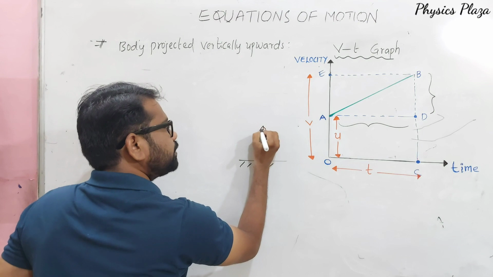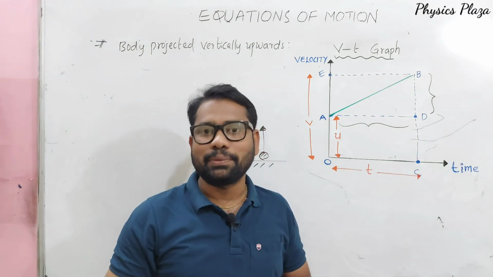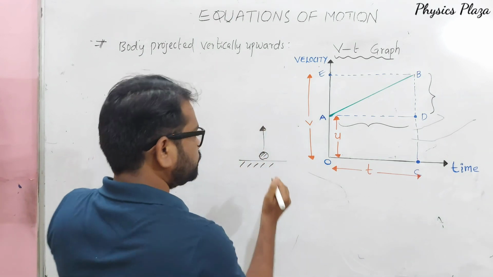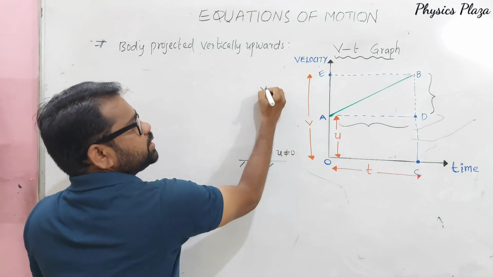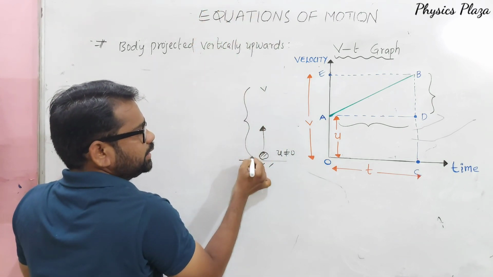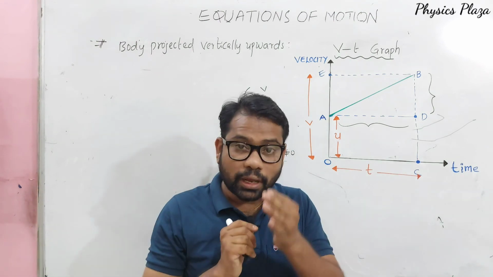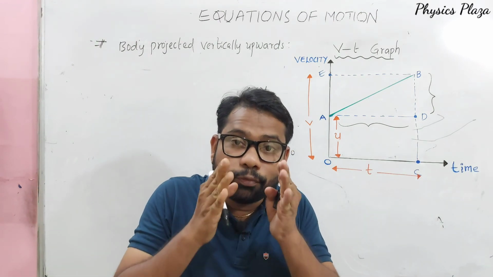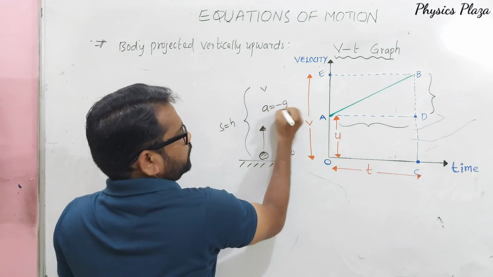Children, in order to throw the body vertically upwards, definitely some initial velocity must be given. It's very important. So u is not 0 in this case. Let us say v is the final velocity and it is going to cover a certain distance, which can be taken as h, and your body is going opposite to the direction of the force of gravity. So here a is taken as minus g.